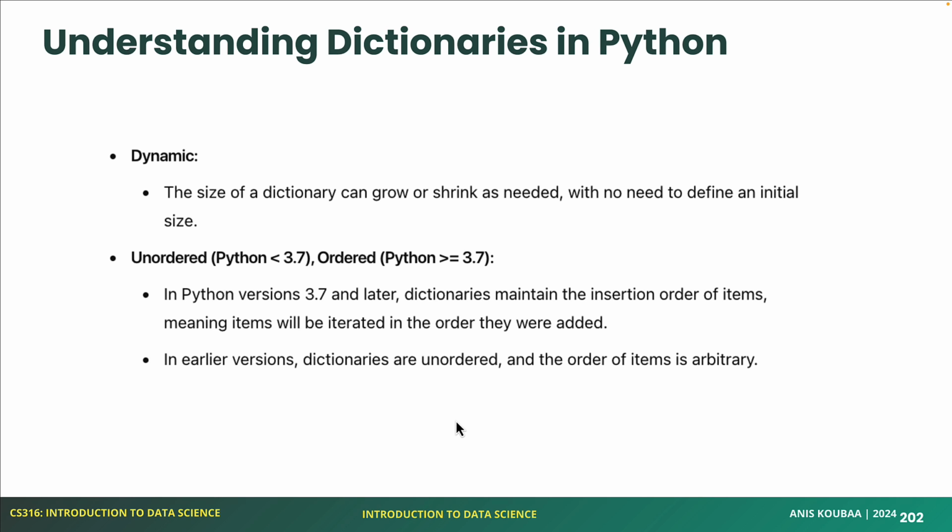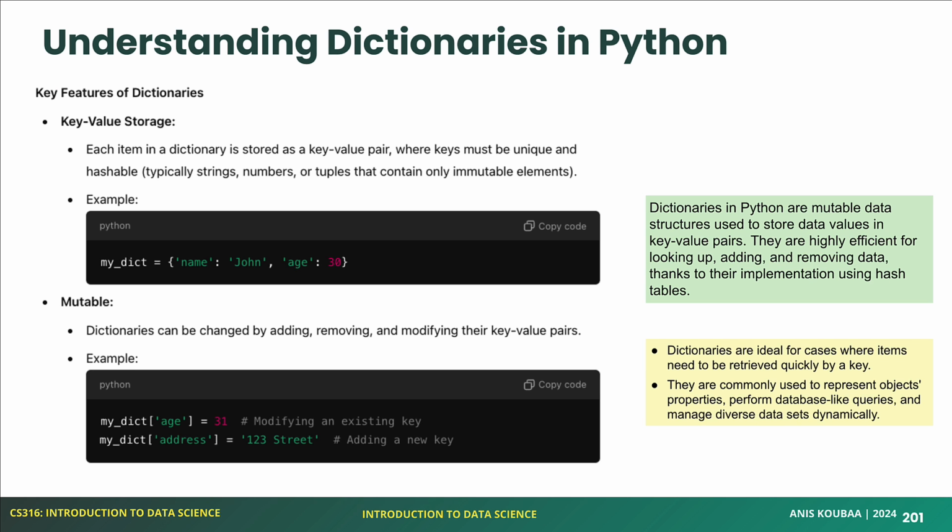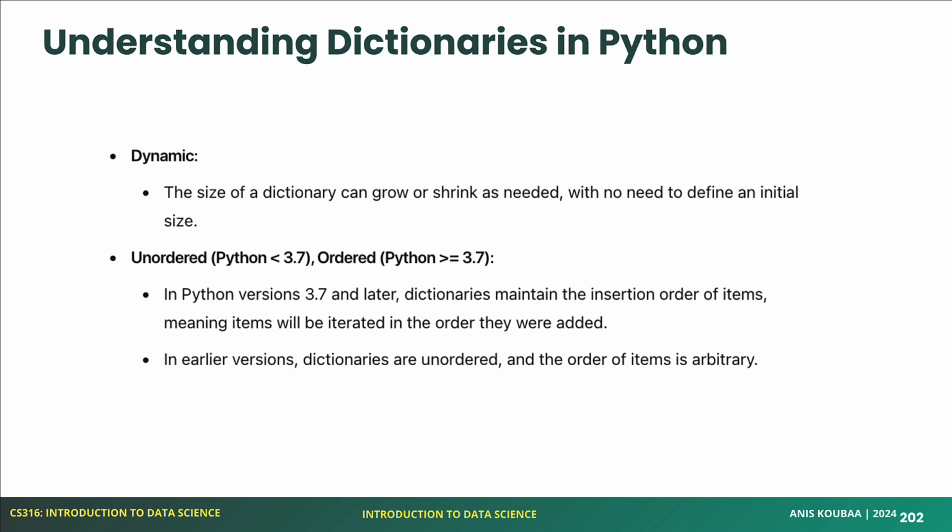So they have dynamic size. The size of a dictionary can grow or shrink as needed. I can remove elements or I can add elements, without the need to define an initial size. Ordered versus unordered. Starting from version 3.7, the dictionary maintains its order. Okay, so the elements will appear in order. When you make a for loop, they're going to appear in their order. But prior to 3.7, they were completely unordered.